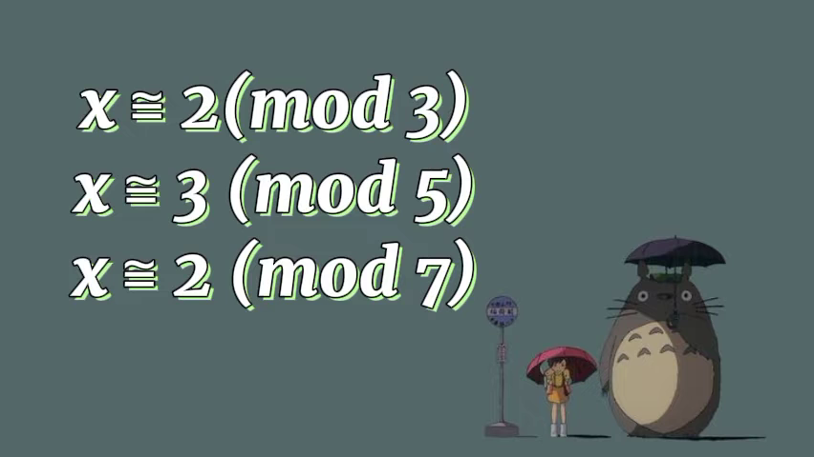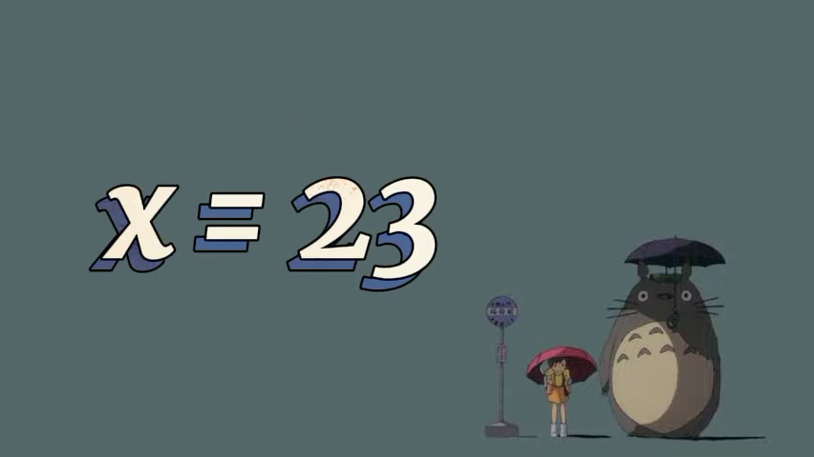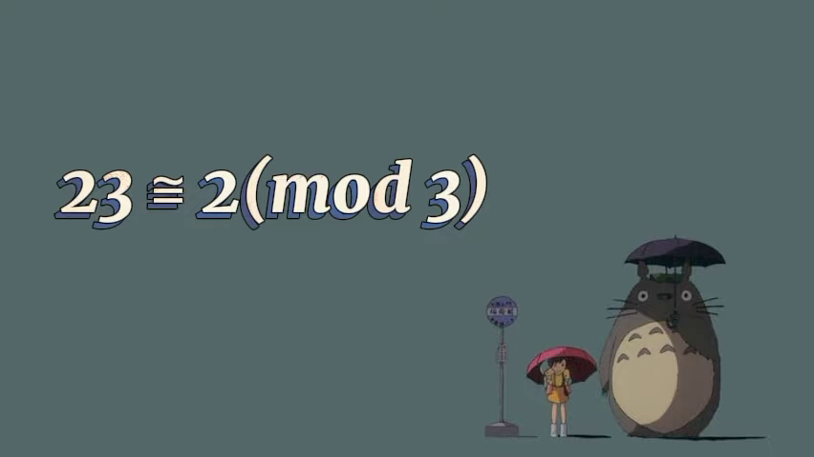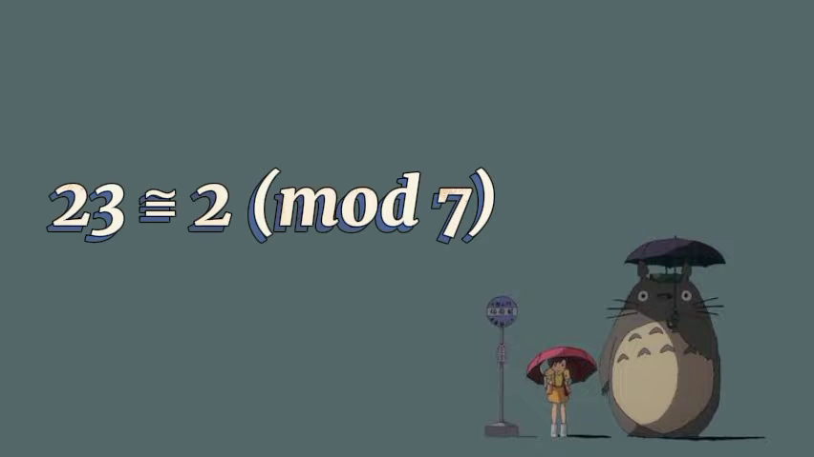The following is an example of a set of equations with different moduli. x is congruent to 2 mod 3, x is congruent to 3 mod 5, and x is congruent to 2 mod 7. The solution to this set of equations is given in the next section. For the moment, note that the answer is x equals 23. These values satisfy all equations: 23 is congruent to 2 mod 3, 23 is congruent to 3 mod 5, and 23 is congruent to 2 mod 7.